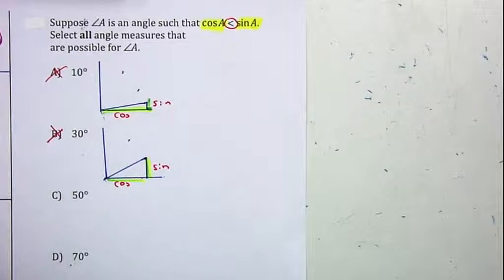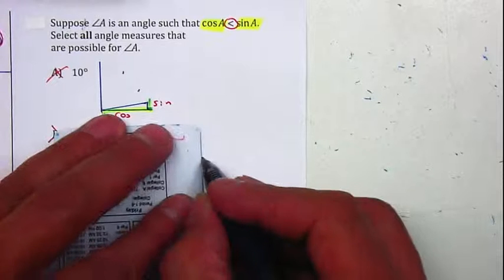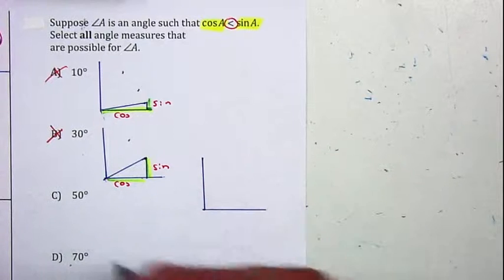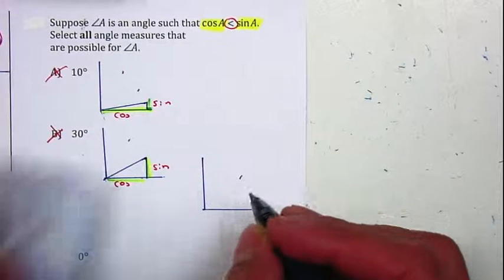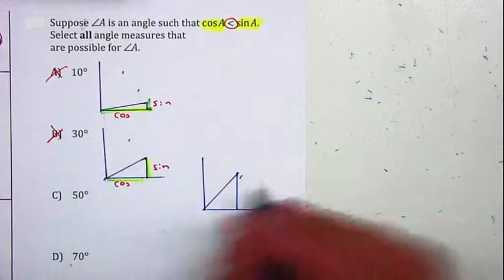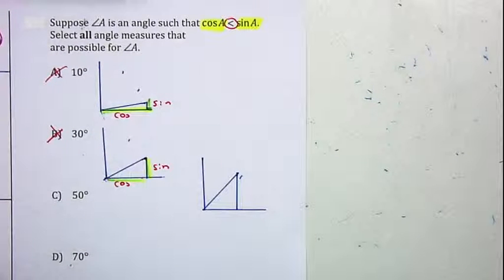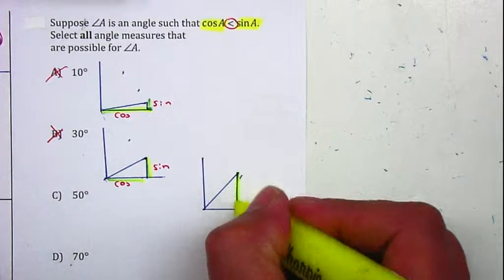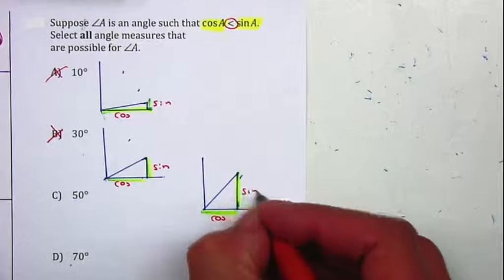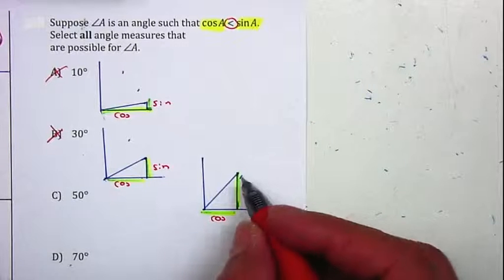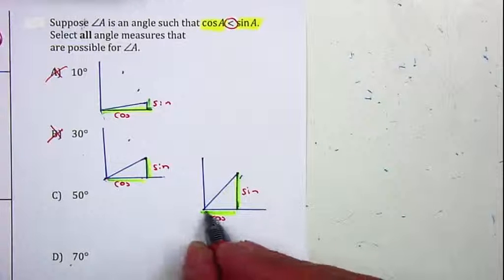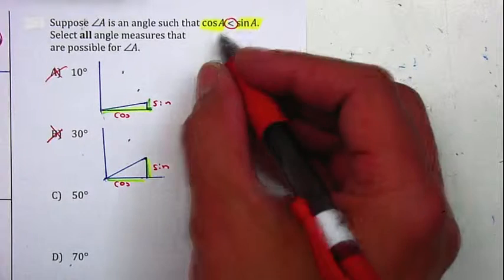Let's try 50 degrees. Let me go and place 50 degrees up here. Remember, the halfway mark is 45, so 50 will be just a bit higher than 45. And I'm comparing the sine and the cosine. The cosine is your x value, and your sine is your y value. And remember that at 45 they were both equal. Right now, your cosine is a little smaller than your sine, so it does apply.